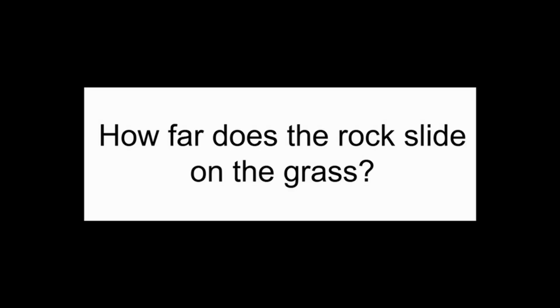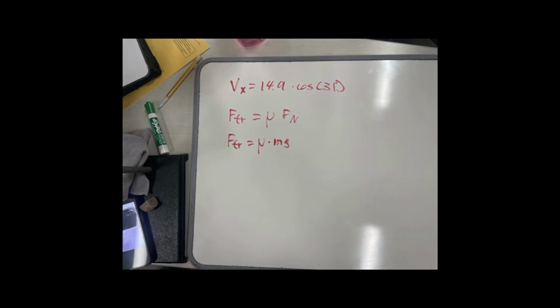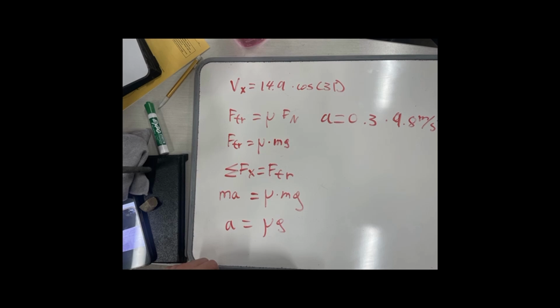So how far will the rock slide on the grass? Well, here's our work. So first off, we start with the friction formula. We can indicate that Fn equals mg. So the sum of forces equals friction. And since we know Newton's second law, it's ma. So we can conclude that acceleration equals mu times g. From this, we can start plugging in our numbers finally.